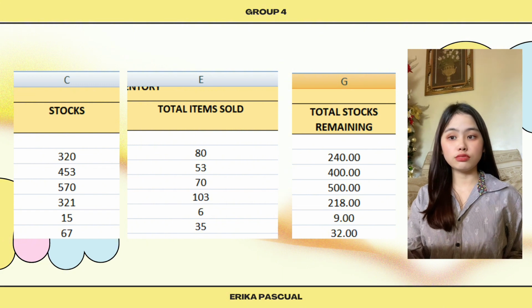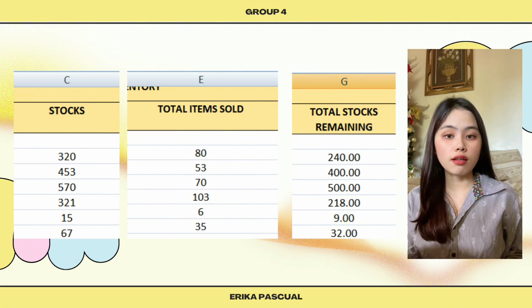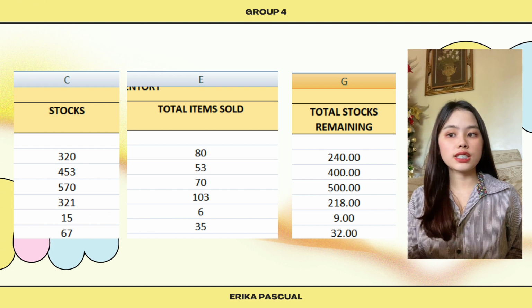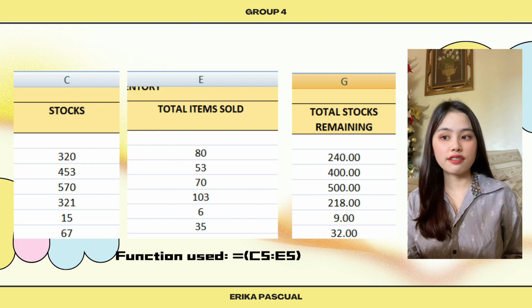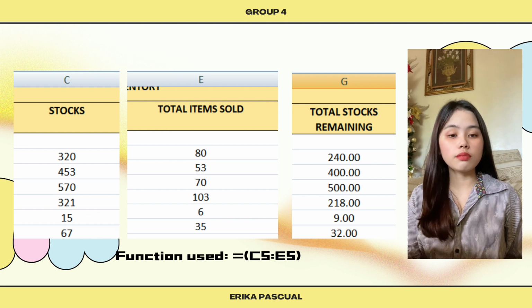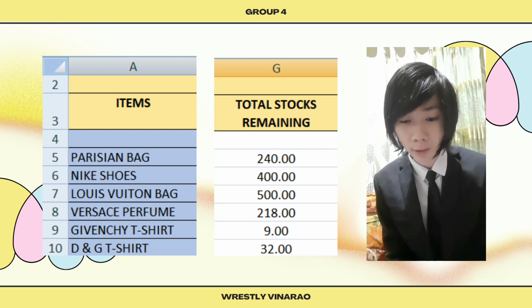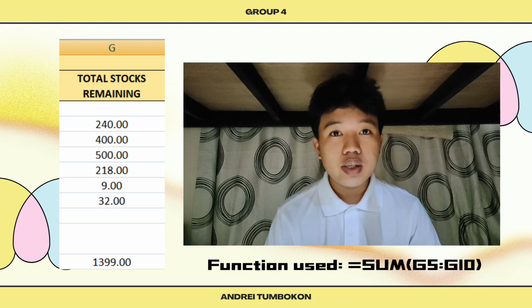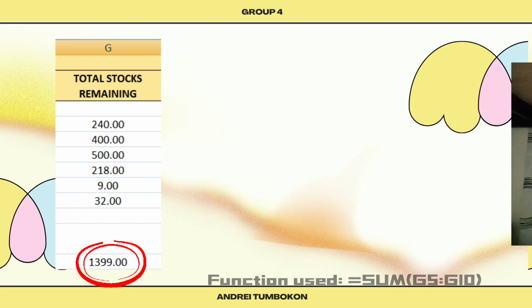And lastly, column G, which contains the total remaining stock per item. However, we need to get the remaining stock per item. To get it, we just need to deduct the number of items sold from the number of stocks by simply using this formula: equals C5 minus E5 downward to find the total remaining stock per item. The Versace bag has only 240 stocks left, and the D&G t-shirt has only 32 left. In this situation, the total remaining stocks are 1,399 pieces of items.